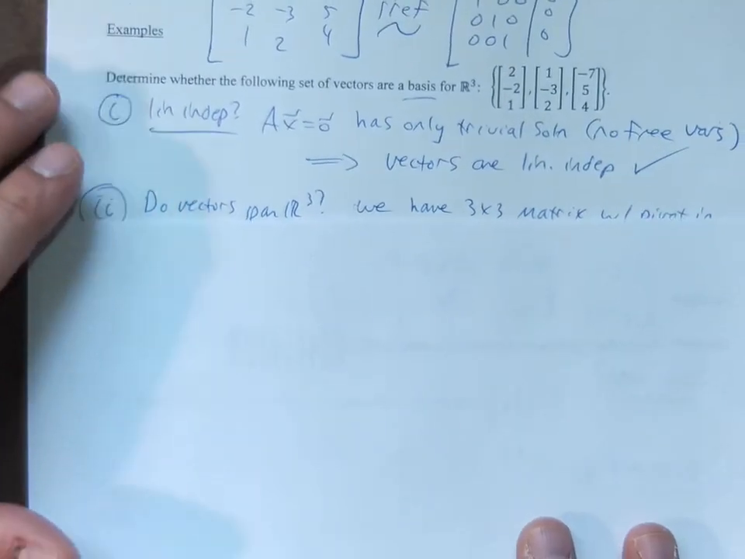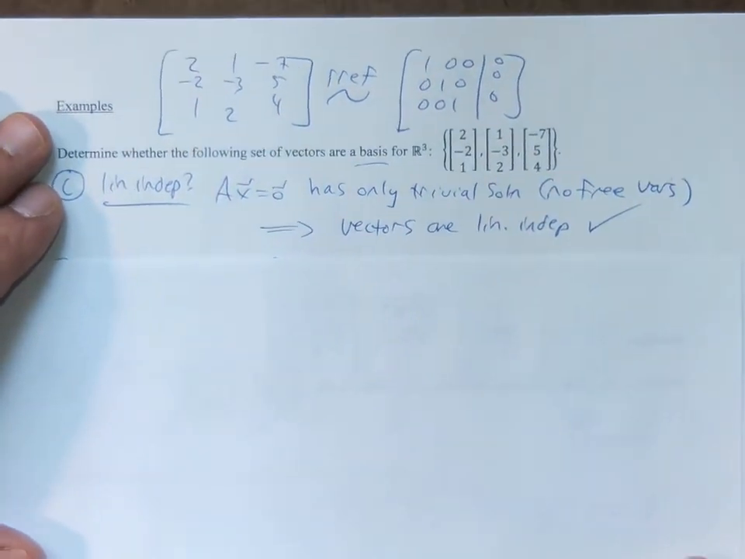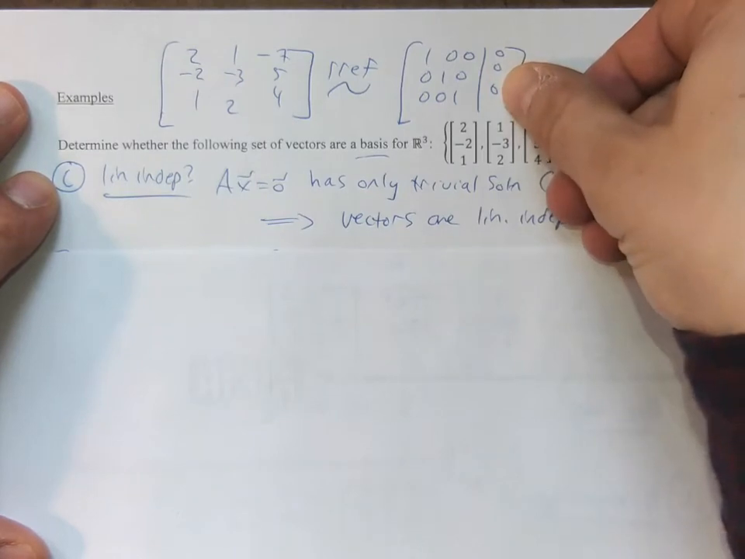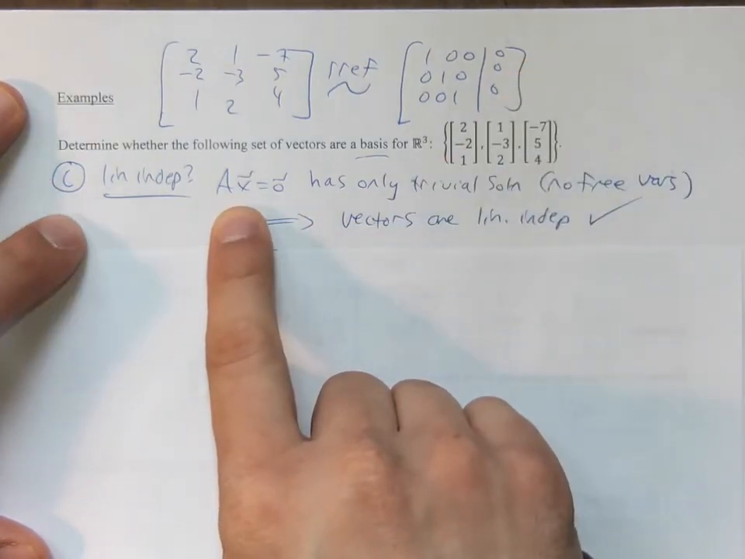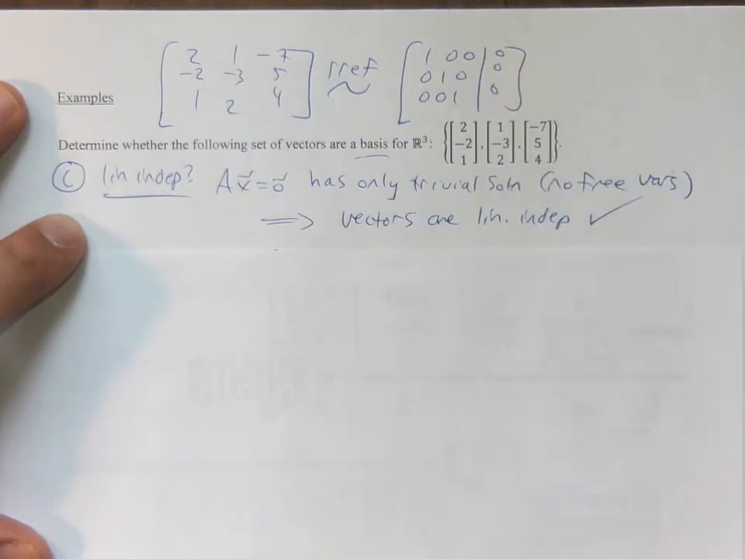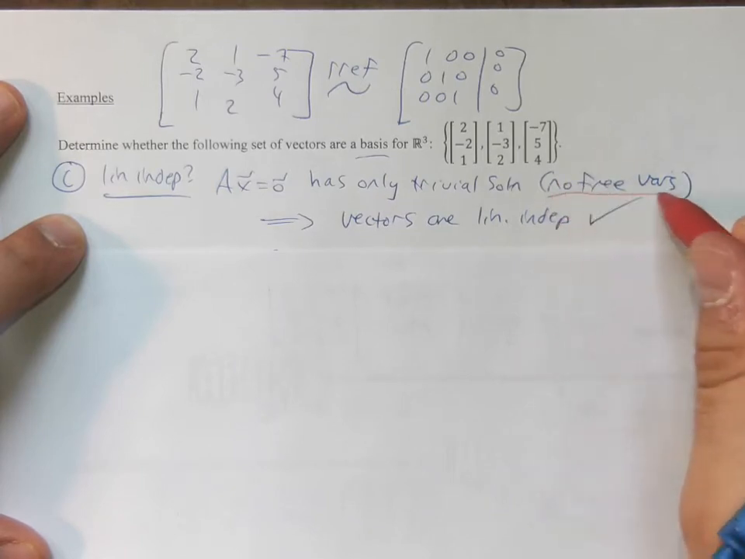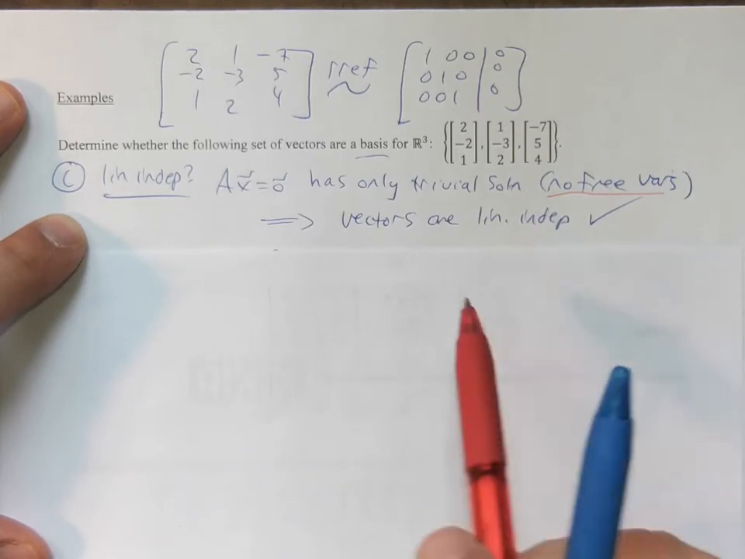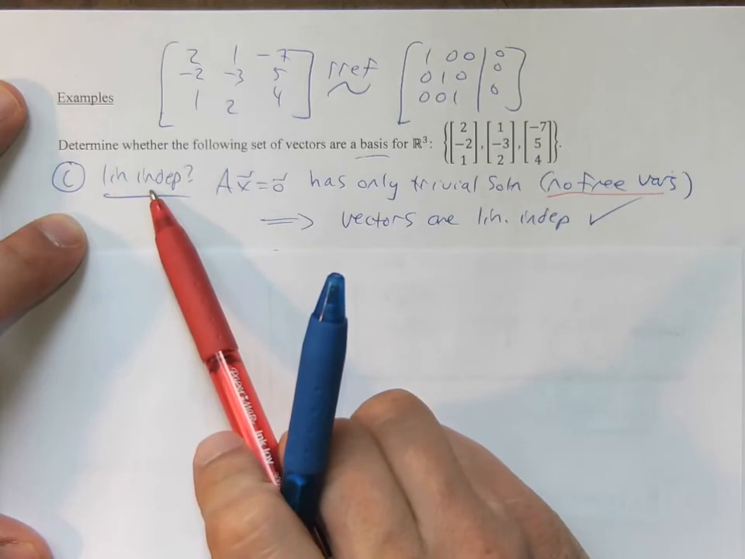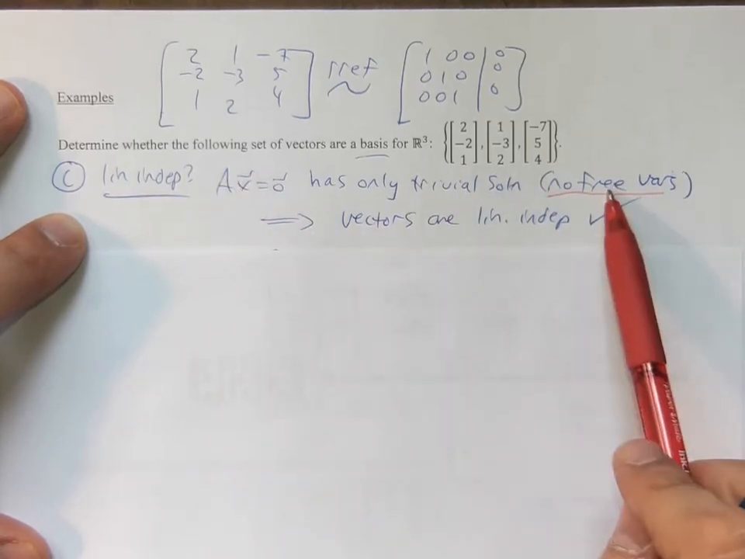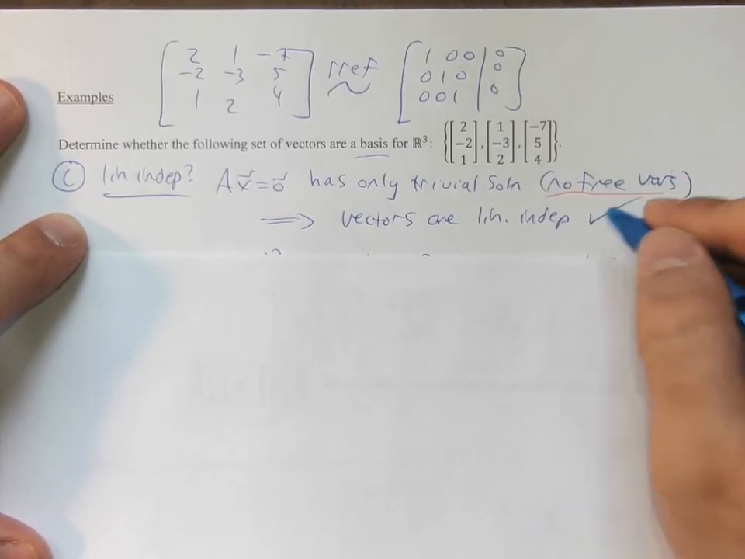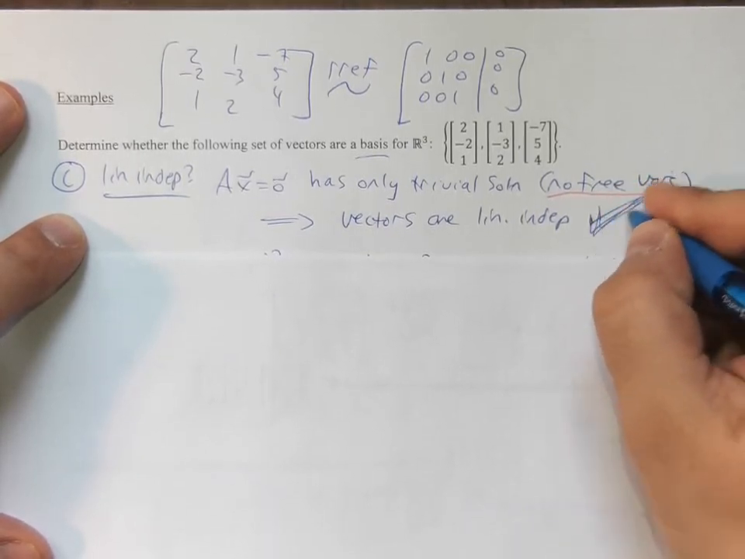So, are they linearly independent? Well, if we took the matrix and row reduced it and set it equal to 0, AX equals 0, we'd have only the trivial solution, right? There are no free variables here. When you row reduce it, we have no free variables, and so that means the vectors are linearly independent. That's how we figure out linear independence: we look for free variables and see whether or not there are any. No free variables means it's linearly independent. So check. We have linear independence for this one.